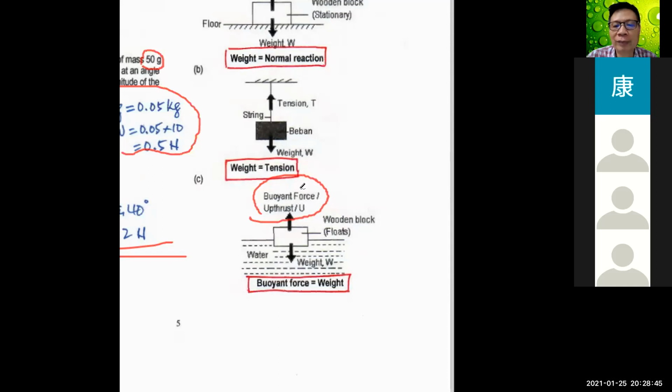So in this case, weight and upthrust force are always equal. When they are equal, the object floats stationary on the surface of the water. It won't sink. It will float stationary. Buoyant force goes up, same as the weight going down. So the resultant force is 0, net force 0. Once net force is 0, we say the object is in the state of forces in equilibrium. Forces in equilibrium means this object will stay stationary.